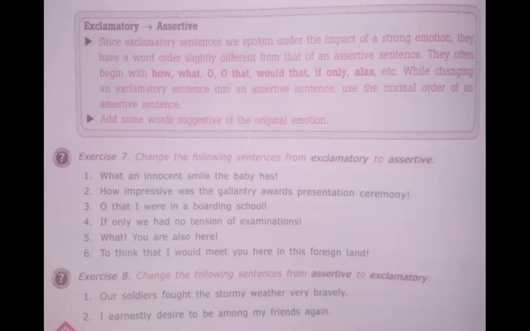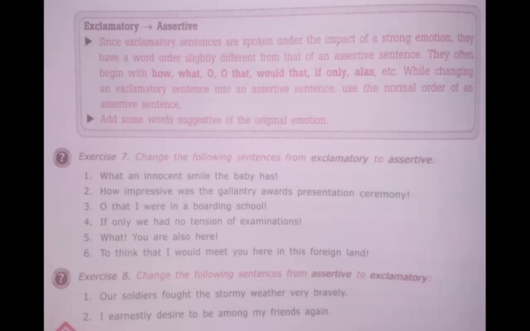Lower down your hands, students. Mute yourself, Ria. Let's go to the next. Lower down your hands. Next. I earnestly desire to be among my friends again. The second sentence is a bit different. Sachi is raising hand. Let's go to Sachi first.